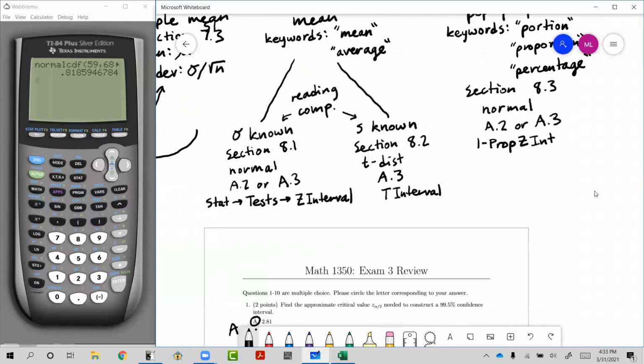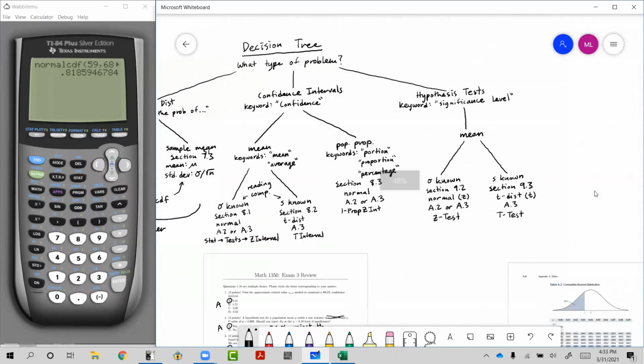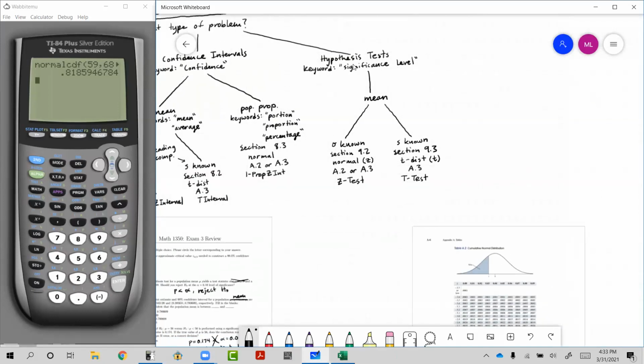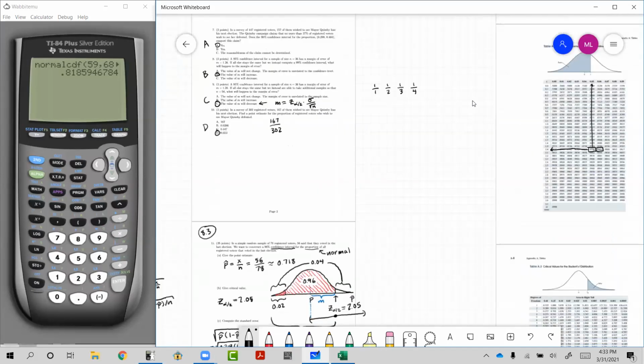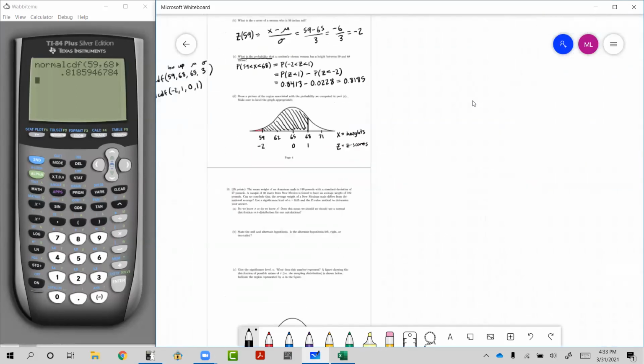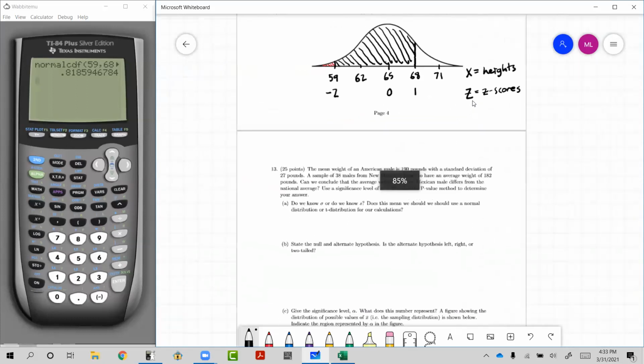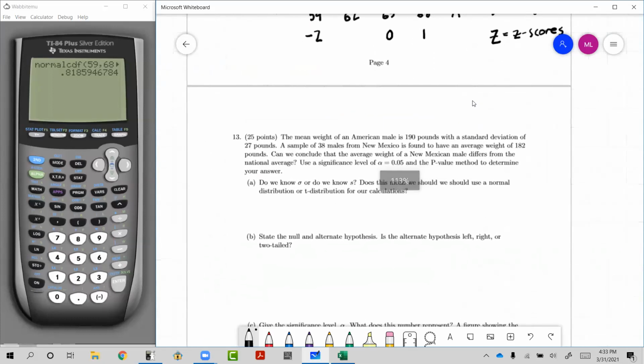All right, let's look at our decision tree. What I'm looking for are the words significance level, and we know right now it's going to be for the mean, so we've just got to decide whether we are dealing with sigma or S, and this is, again, just going to be reading comprehension to determine that. So let's make sure the word significance level shows up in this problem. And sure enough, there's our significance level.